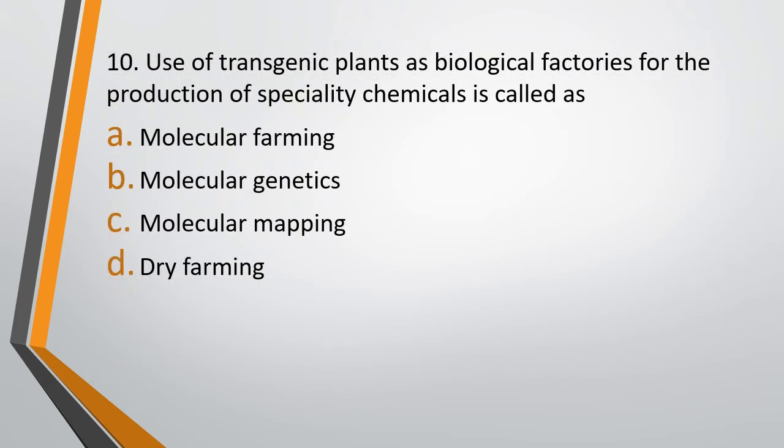Question 10. Use of transgenic plants as biological factories for production of specialty chemicals is called as? Option A, molecular farming. Option B, molecular genetics. Option C, molecular mapping. Or option D, dry farming. Use of transgenic plants as a biological factory for production of certain special chemicals is called as? The correct answer is option A, that is molecular farming.